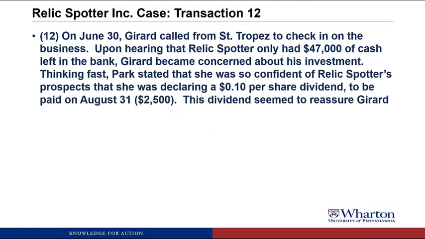Thinking fast, Park stated she was so confident of Relic Spotter's prospects that she was declaring a 10-cent per share dividend to be paid on August 31st. So that's $25,000. This dividend seemed to reassure Gerard.